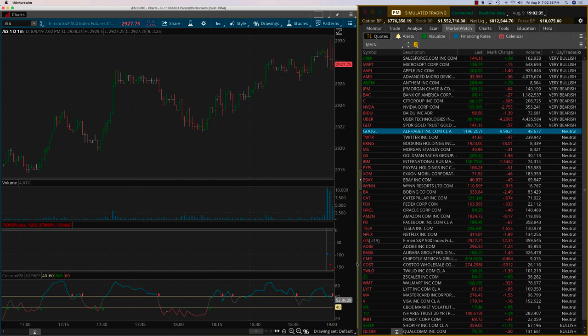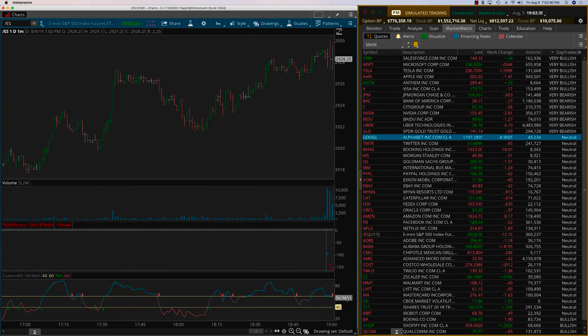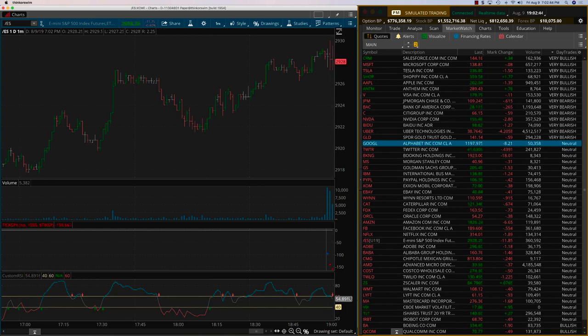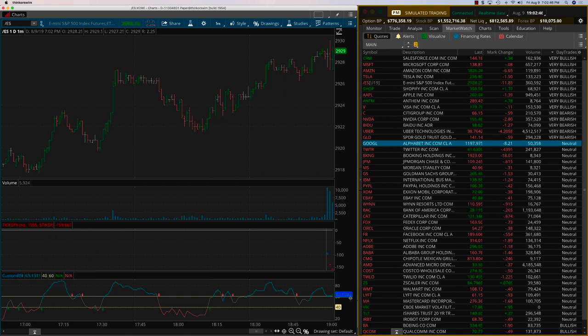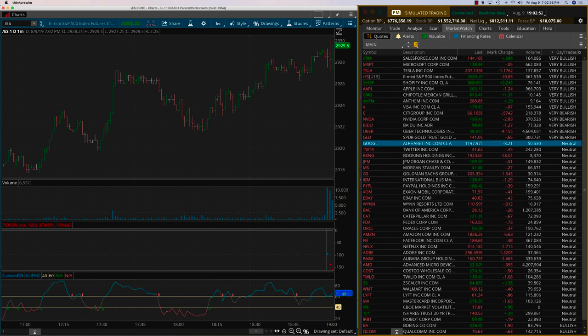Now you can see the ticks are going down. The custom RSI is starting to go into neutral. Once again, there is no trade. You don't want to trade here for the first half an hour to 45 minutes, because you need to let the tick data develop. As of now, it's developing negative, at negative 150.